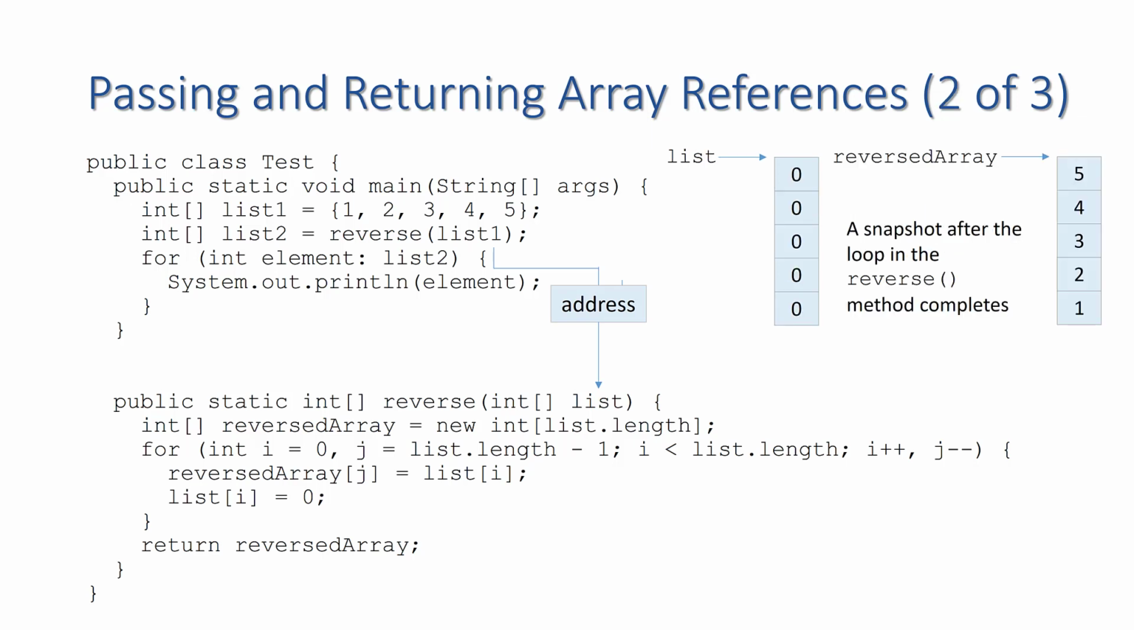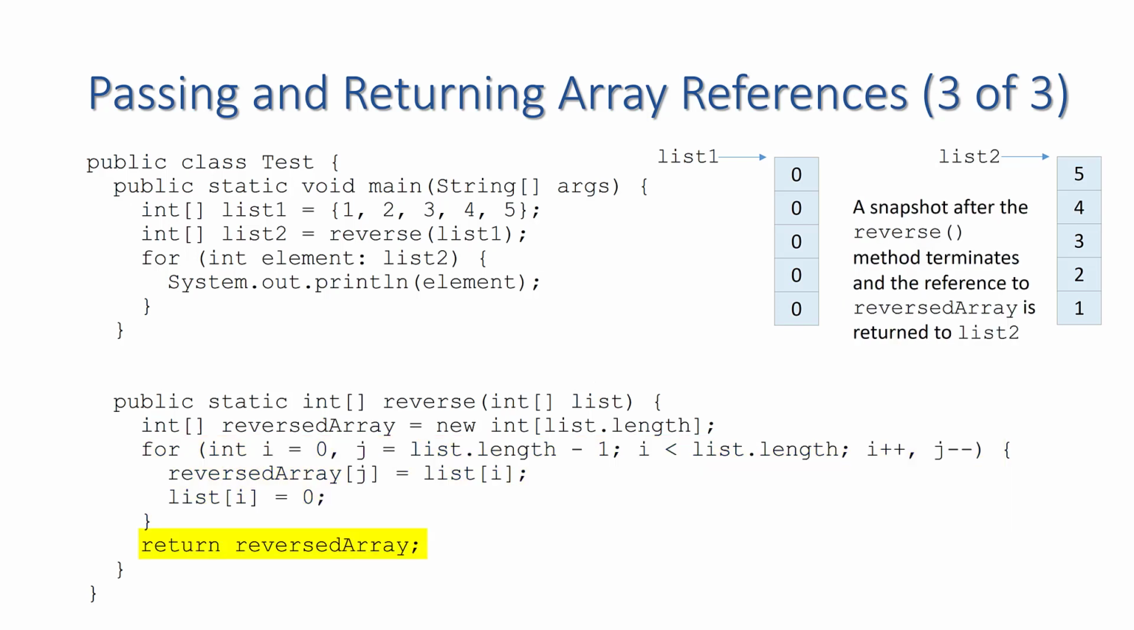In the reverse method, the first statement creates a new array the same size as the list array. It then uses a loop to copy the elements in the list array to the reversed array, one element at a time, in reverse order. At each iteration of the loop, it copies an element and then sets the list array element to 0.